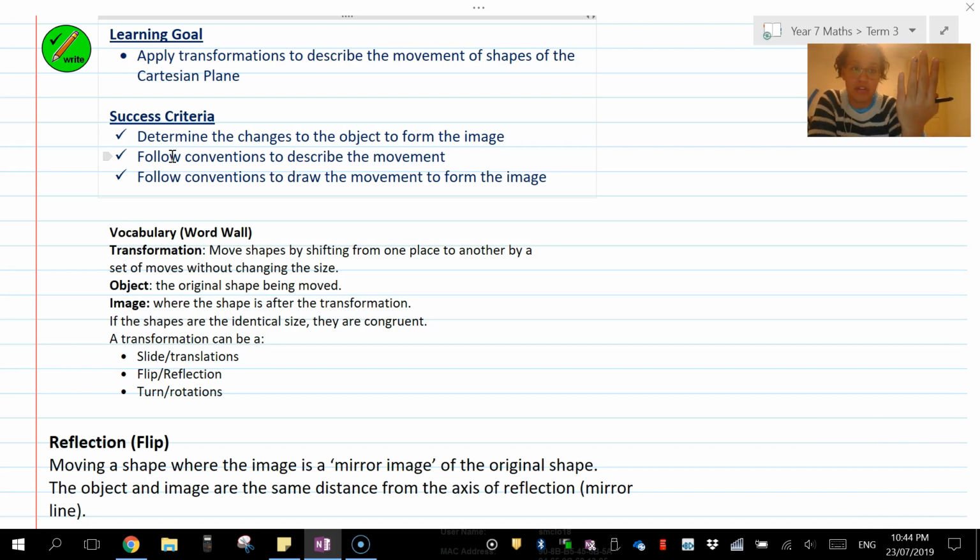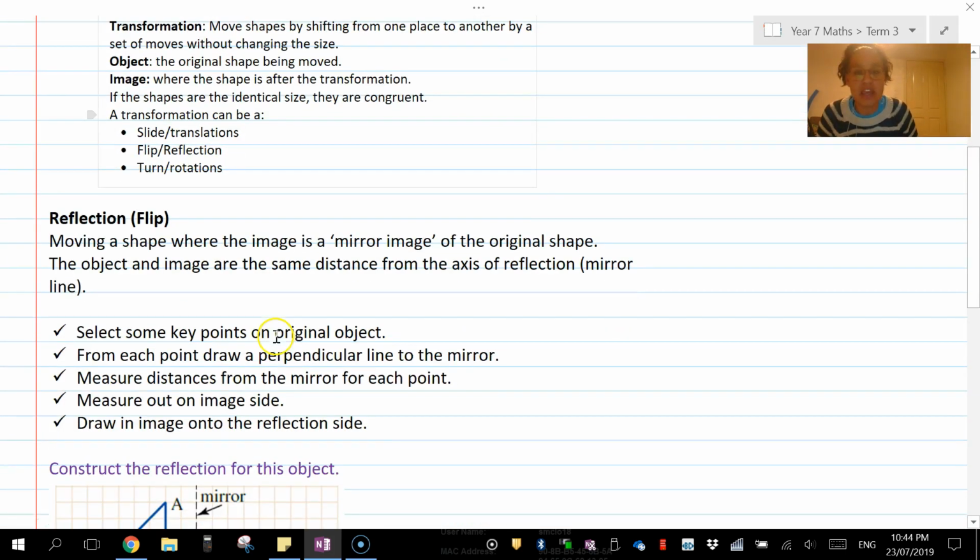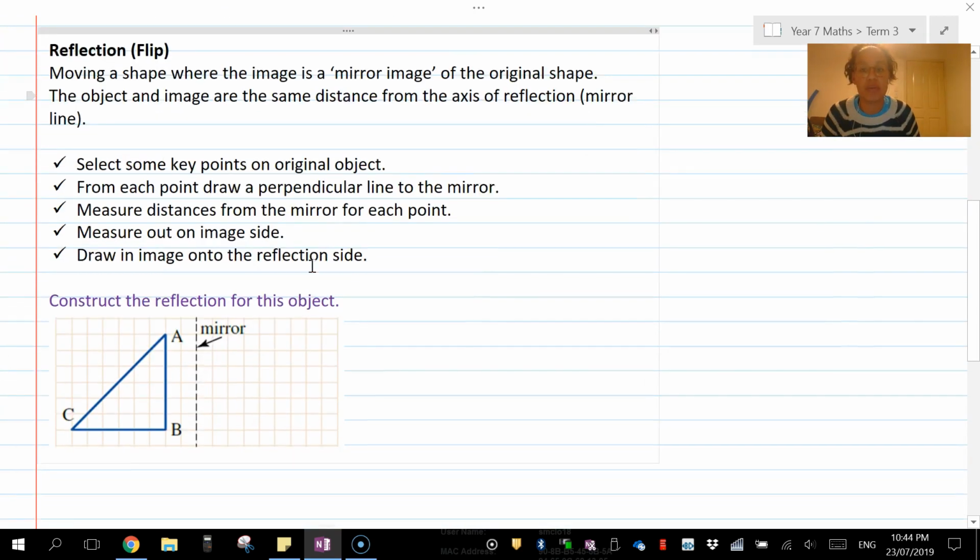It goes from here and then you have an axis of symmetry at some point and then it flips over that axis. So the mirror image of the original shape has to be the same distance from your axis of reflection. So that is what we need to know.